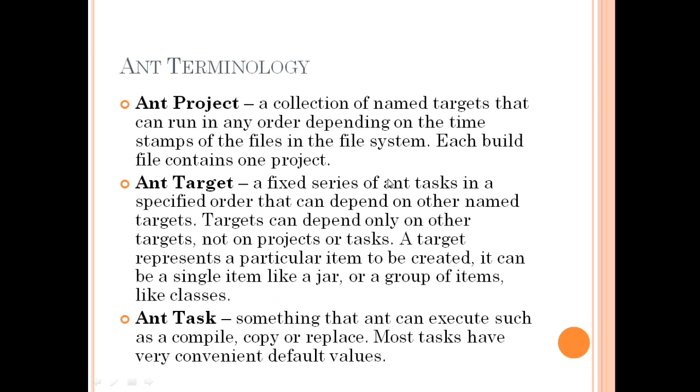A project is a collection of targets. Each build script will have one project. A target is a fixed series of ANT tasks, and the tasks run in a specified order. Targets can depend on other targets. A target represents an item to be created. Call it a jar or call it a group of things. Call it compilation. A target is a logical word which represents a series of related events. A task is a unit-level execution: compile, copy, replace. Most tasks will have a lot of convenient default values so that you can use the task pretty easily.